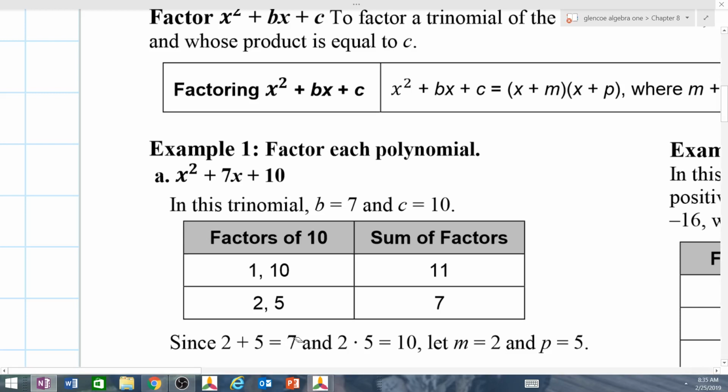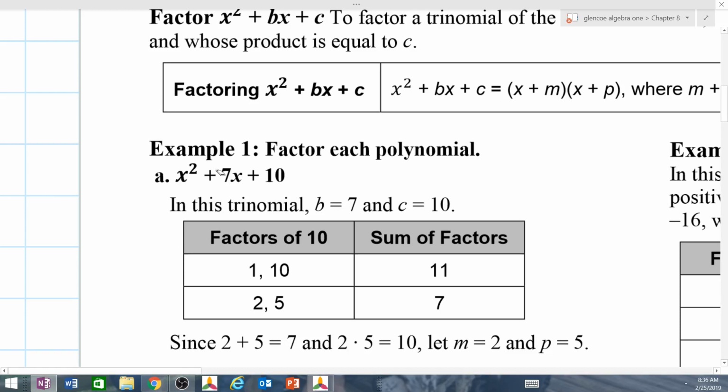Then you have to see which pair of factors fits the following two questions. Does it multiply to 10 and at the same time do the two factors also add to equal the middle term of 7? Well, 1 times 10 is 10, but if you were to add them, they would equal 11. 11 does not equal 7, so that first pair of factors is not a good fit. However, 2 times 5 equals the third term of 10, and at the same time, 2 plus 5 adds to 7.